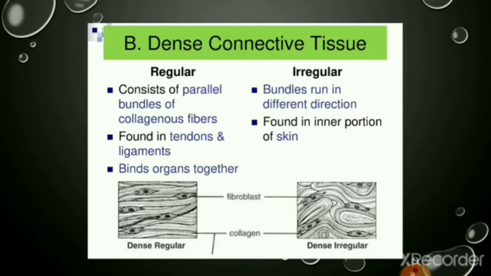Dense regular connective tissue consists of parallel bundles of collagen fibers. They are found in tendons and ligaments, where they bind organs together. In irregular dense connective tissue, the bundles run in different directions. They are found in the inner portion of the skin. In the diagram you can see the cells and fibers are arranged in a regular manner in dense regular connective tissue, while they are arranged in an irregular and unsystematic manner in the irregular dense connective tissue.